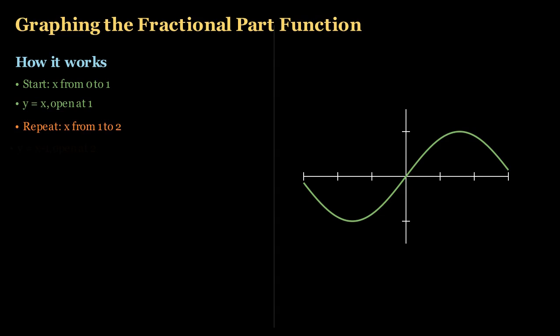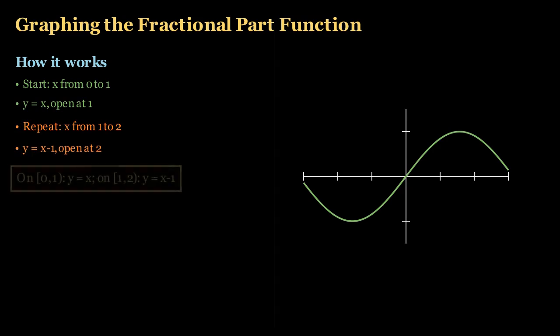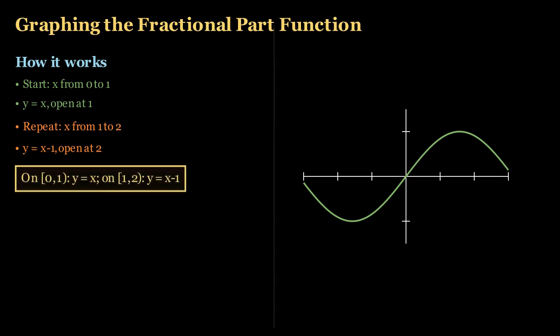Now move to x between 1 and 2. The integer part is 1, so the fractional part is x minus 1. This gives another straight line, starting at 0 when x is 1, with a closed dot, and going up to almost 1 at x equals 2, where we again put an open circle. This pattern, a line segment of slope 1, open at the right end, closed at the left, repeats for every integer interval.